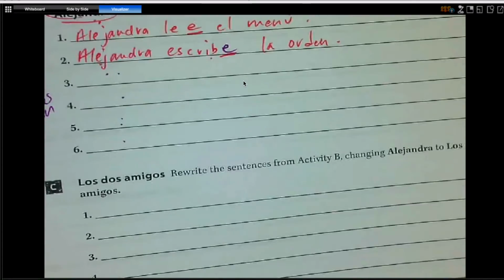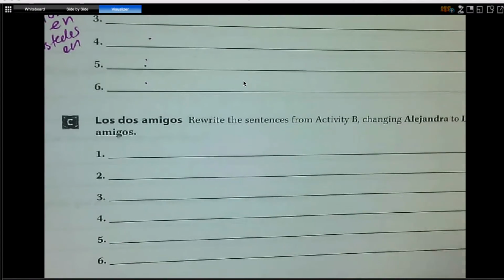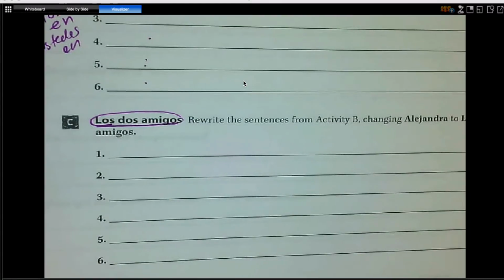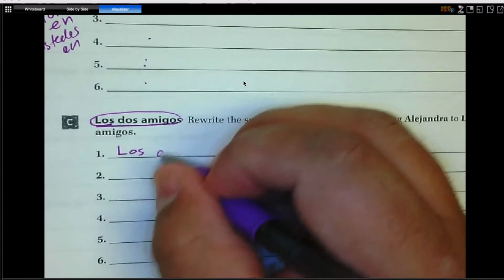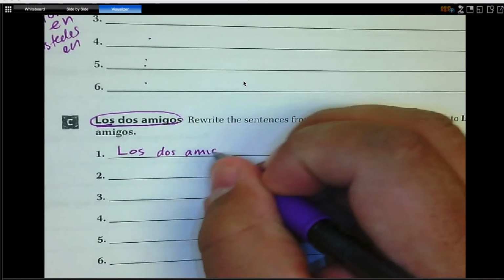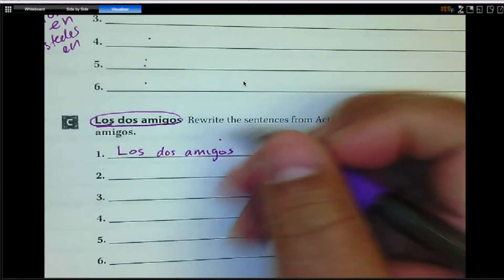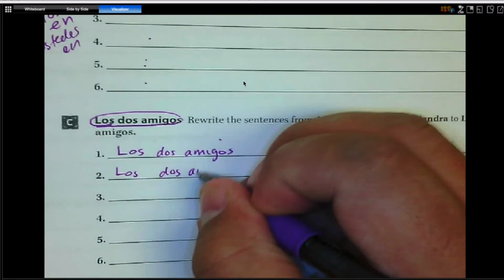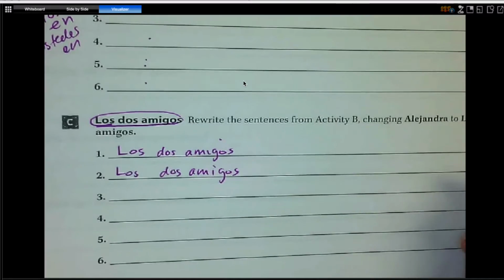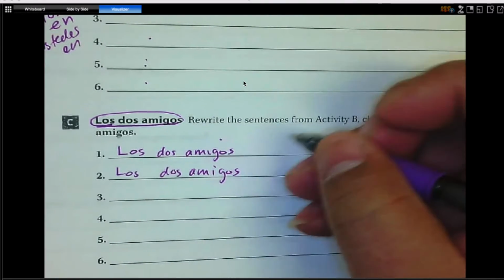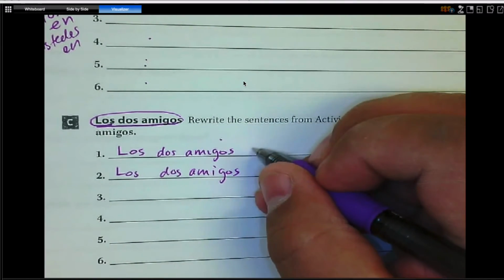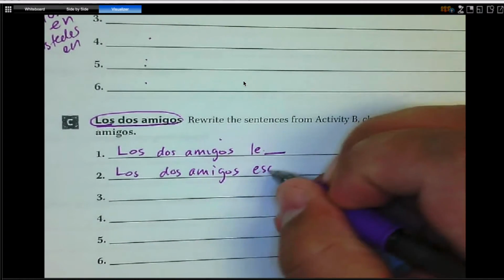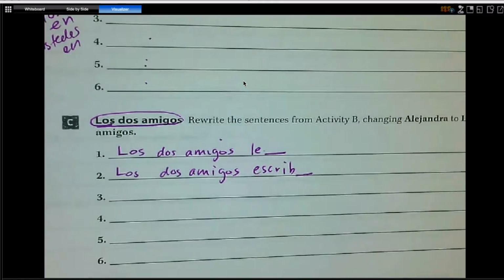All right, so activity C is the same thing, right? Except that your subject is now los dos amigos, right? So every one of these is going to start off with los dos amigos, okay? And los dos amigos, so the 2 friends, right? And all the way straight down the page, right? And the first sentence should have the verb leer, and the second sentence should be escribe, right?